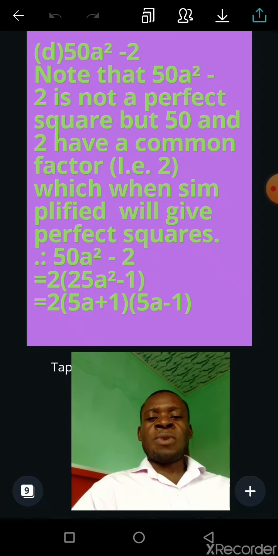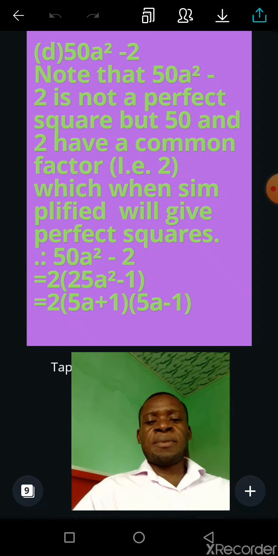Let's go. 50a squared minus 2. If we now factorize, let's simplify first. The HCF is 2. Then we divide 50a squared by 2. 2 divided into 50 is 25. Then 2 divided into a squared, we still have a squared there. That's 50a squared divided by 2 will give us 25a squared. Then 2 divided into minus 2 will give us minus 1. You see that the terms inside the bracket are now factorizable because that is a perfect square.